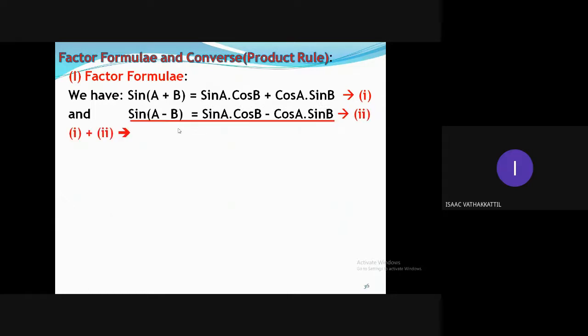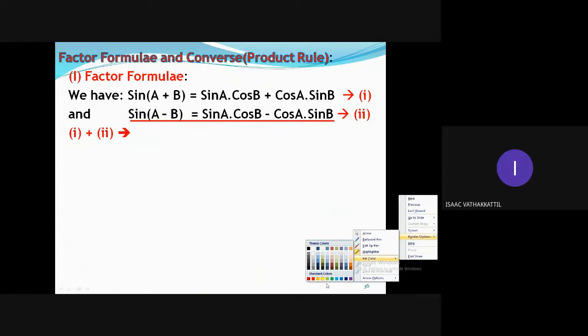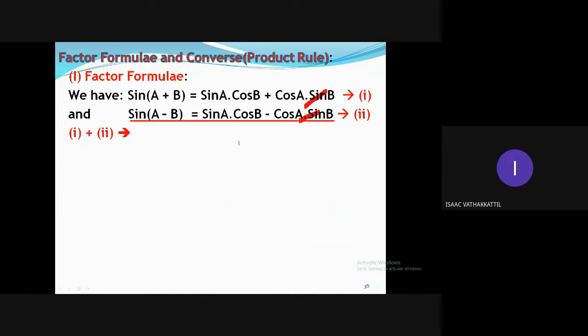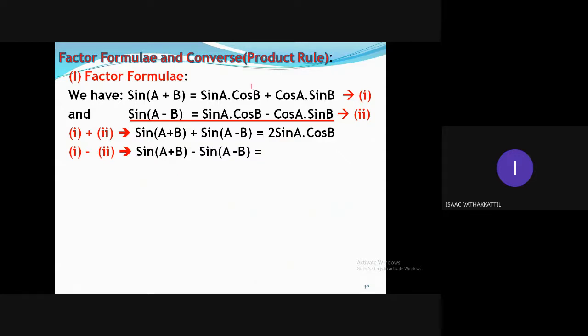And if you add these two, cos a sin b cancels, and what we get is 2 sin a cos b. Cos a sin b cancels, these two get cancelled, and we get 2 sin a cos b. And if we subtract, we get sin(a+b) minus sin(a-b). In that case sin a cos b cancels, and we get 2 cos a sin b.